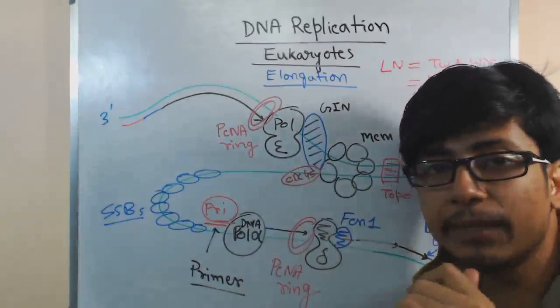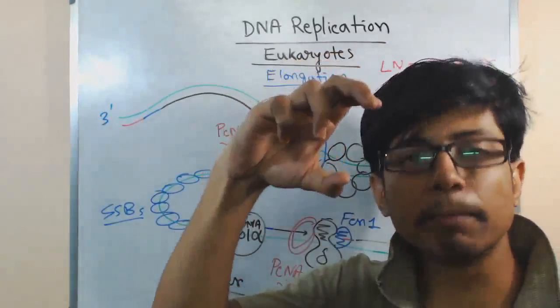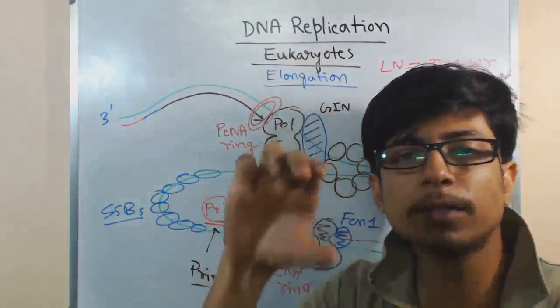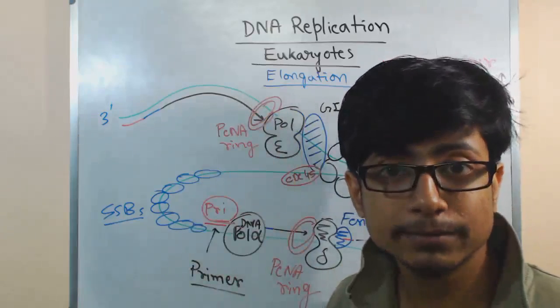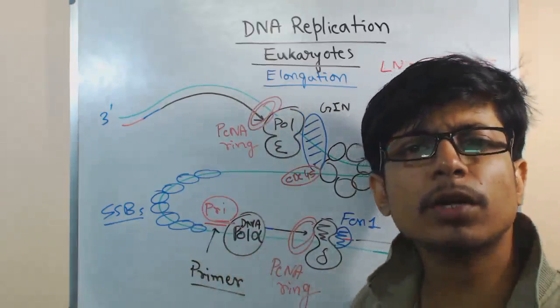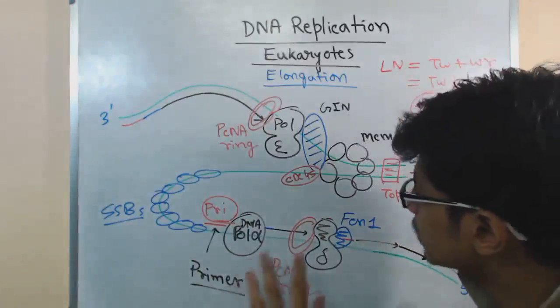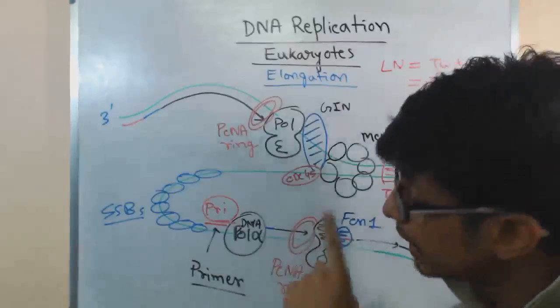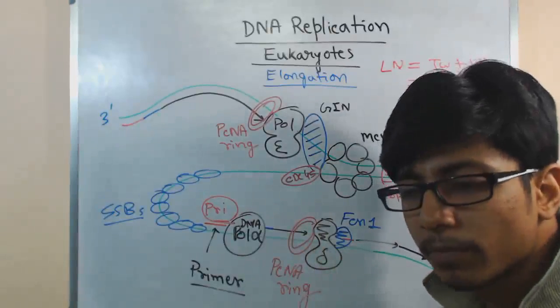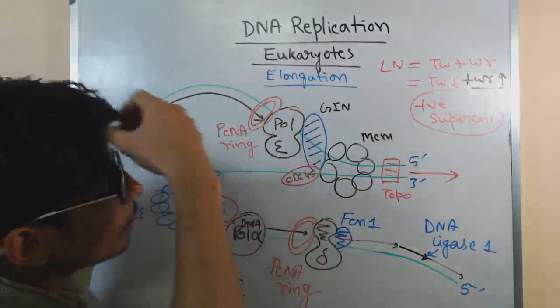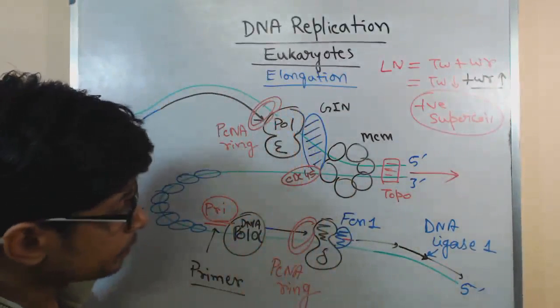The PCNA ring acts like a clamp. It holds on to the DNA strand and does not allow the polymerase to fall off quickly, so it can keep adding many nucleotides over a long time. That's why the PCNA ring is very, very important. So in both ways, this is the elongation process.